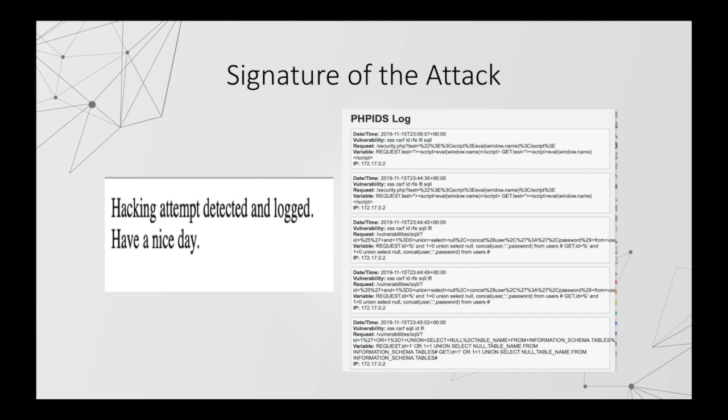When the attack is unsuccessful, the web application displays the message on the left and the user is temporarily blocked from inserting more queries. However, when a successful attack happens, the description of the session is logged in the PHP IDS log file, which can later be used by the security department to apply security measures.